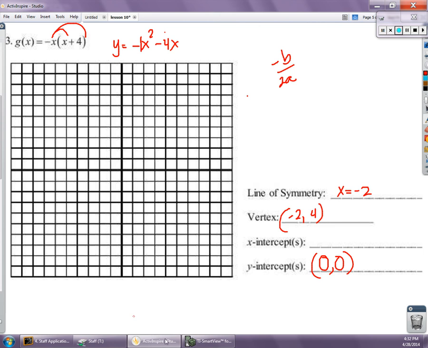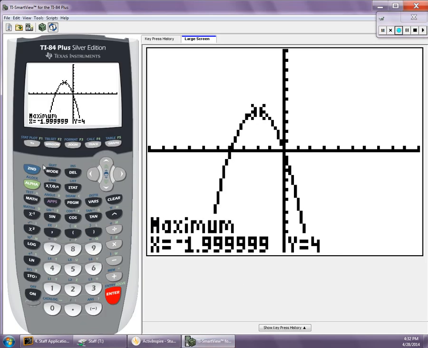The x-intercepts. So we'll do what we did before. We'll find this one first.